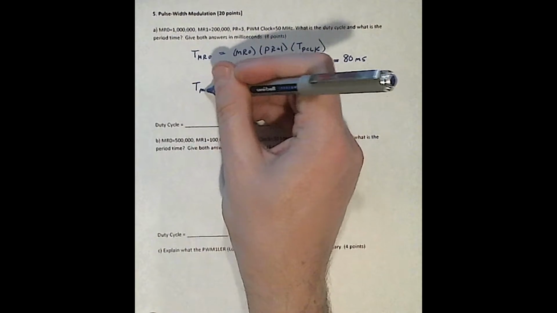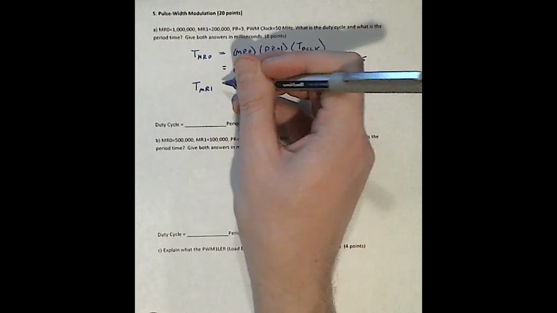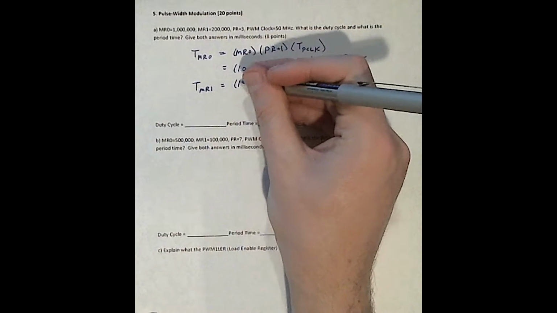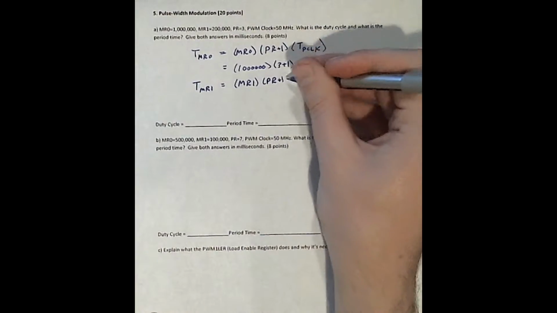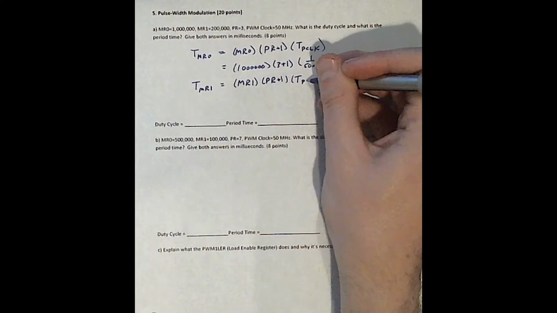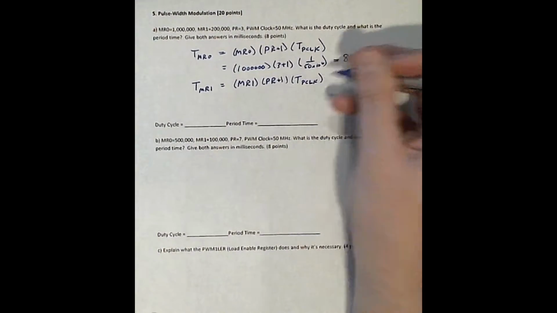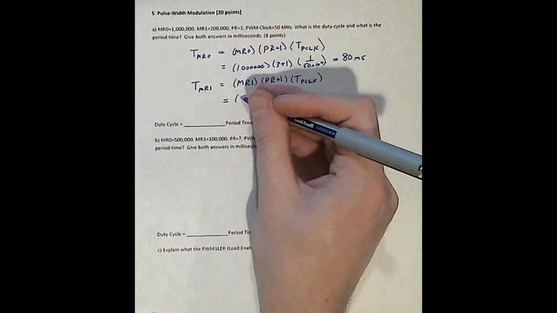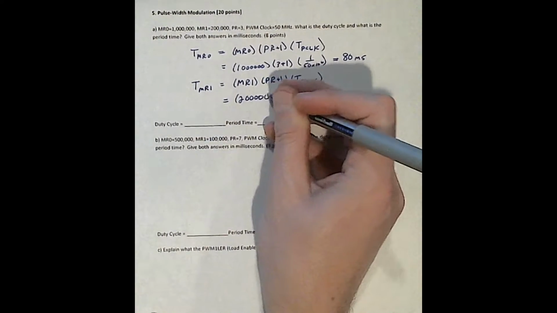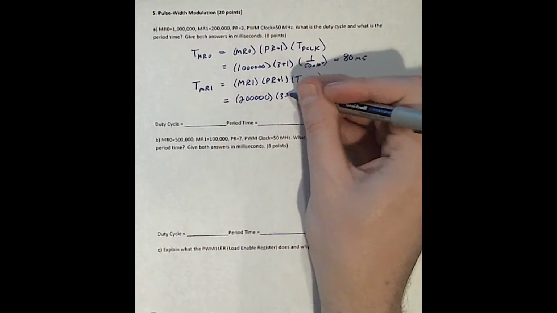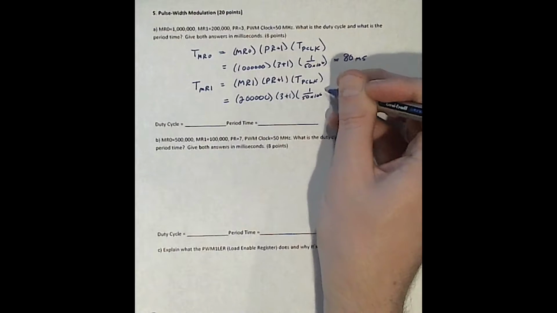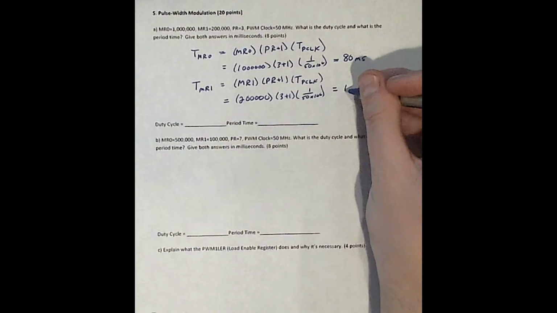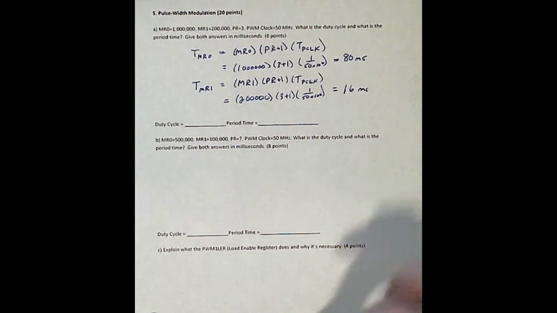We can then calculate the time for MR1, which is our duty cycle, in the same way. So MR1, PR plus 1. Same equation, we're just substituting in our value for MR1 instead of MR0. So now we're going to have 200,000 times 3 plus 1 times 1 over 50 times 10 to the 6th. And that's going to give us 16 milliseconds.